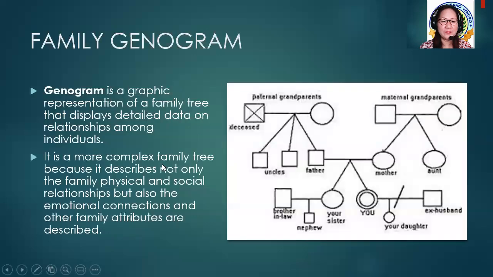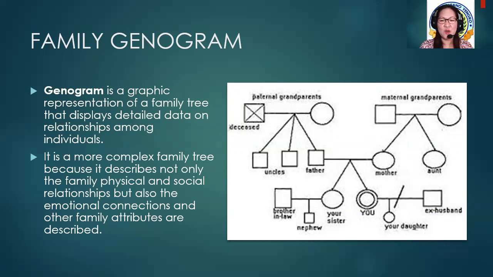So let's proceed. This time, for us to better understand our family, let's have the family genogram. So what is a genogram? When we say genogram, it's a graphic representation. Nakikita niyo ba itong may mga iba't ibang shapes sa screen ko? So yan yung genogram, wherein it's a graphic representation of a family tree.